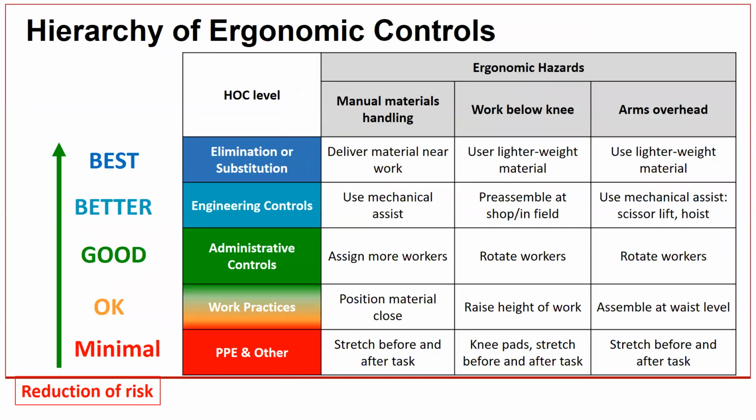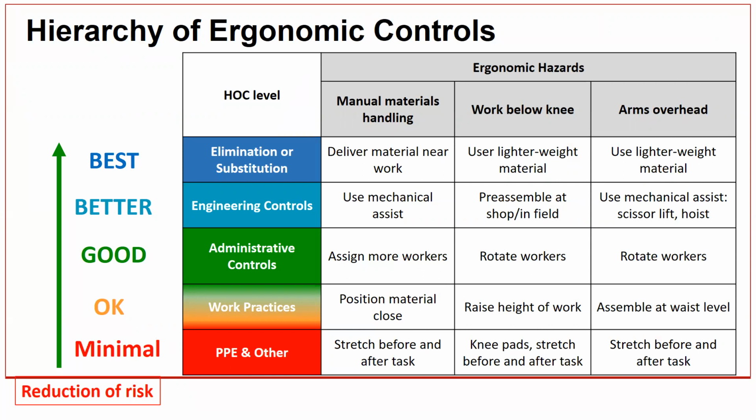It's helpful to lay out your plan to address ergonomic hazards based on the hierarchy of controls and to identify controls at each level, because sometimes workers are unable to use the best control and must resort to one that is only good enough. Here is a simple matrix of solutions that could be used for 3 different hazards: manual materials handling, work below knee, and arms overhead.